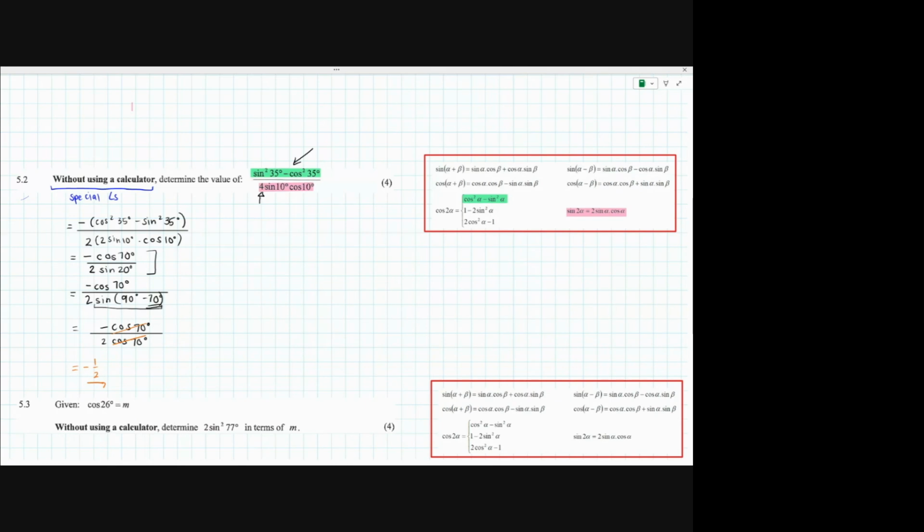Co-ratio is super important. It never matters which ratio you choose to swap. If you had done the cos, it would have been fine. So this would have been minus cos of 90 minus 20 over 2 sine 20. Cos 90 minus just becomes minus sine 20 over 2 sine 20. The sine 20s cancel, and so you still end up with negative a half.